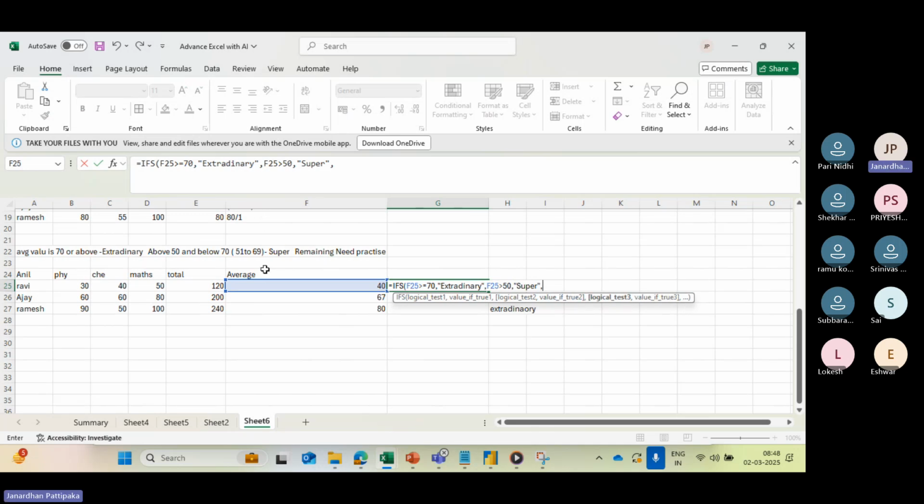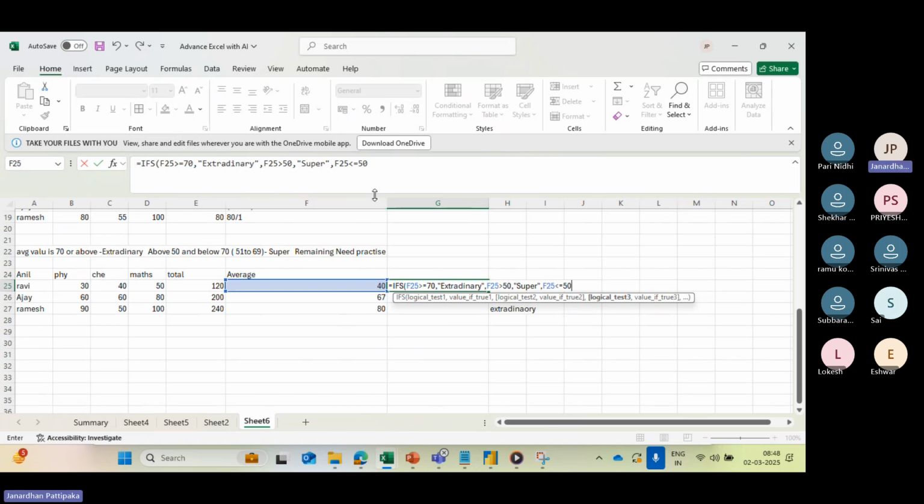What is the third condition? If it is remaining, less than 50, right? Less than 50 means 0 to 50. If it is less than 50, you need to get need practice. So you can select this cell again over here. Now you mention less than or equal to 50. You have mentioned the condition.